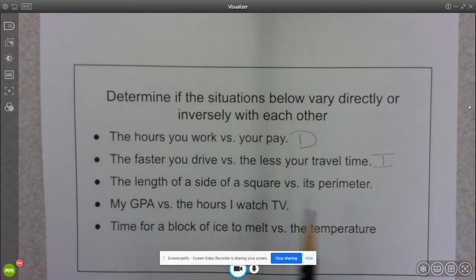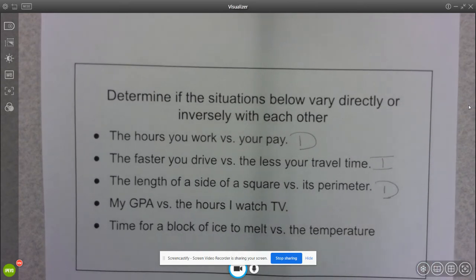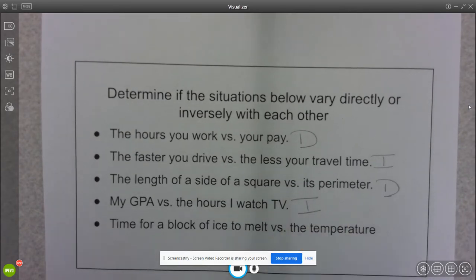Length of the side of the square and its perimeter. We're actually going to look at this one a little bit more in a minute, but if the side of the square goes up, the perimeter also has to go up, so that's direct. Your GPA versus the hours you watch TV. Well, if you spend a whole lot of time watching TV, it would follow in theory that your GPA would go down because you're not spending enough time studying. So that would be inverse.